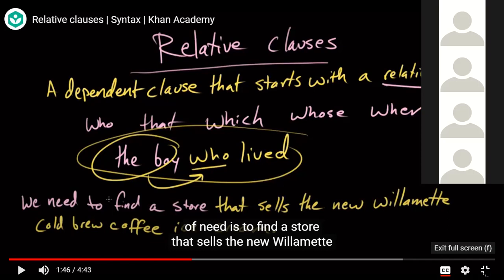Dependent clause. So Zed, you asked me, is this whole sentence a dependent clause? No, it's not. The whole sentence is an independent clause. But the part that starts from "that sells the new cold brew coffee" and so on, this is a relative clause. That is a dependent clause, it can't stand alone.